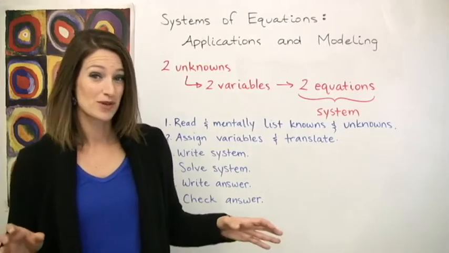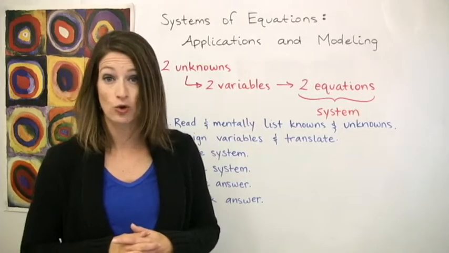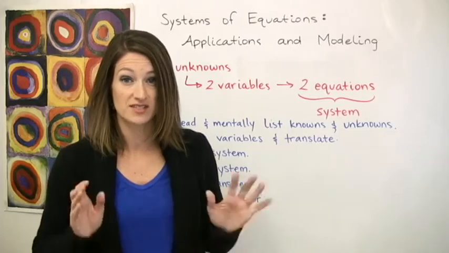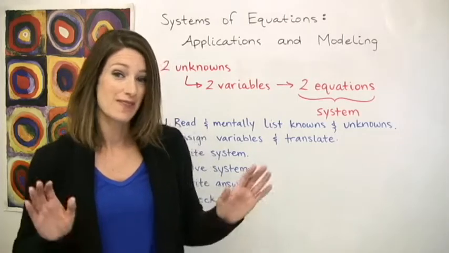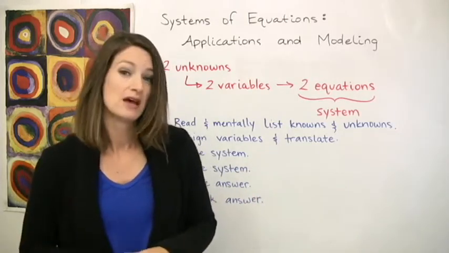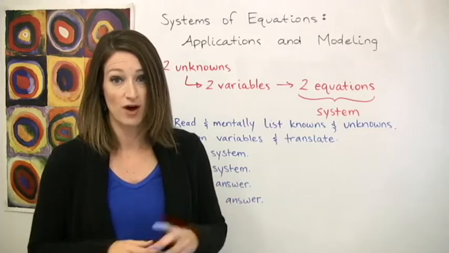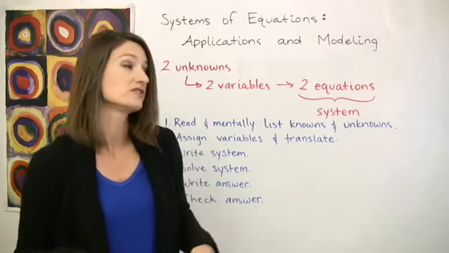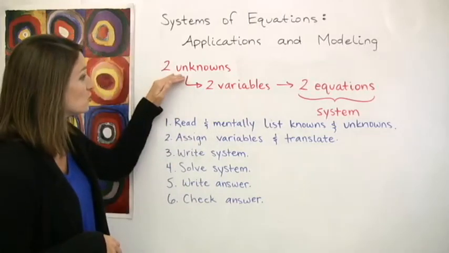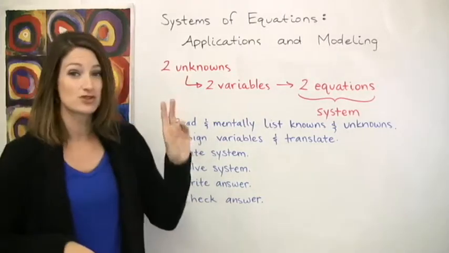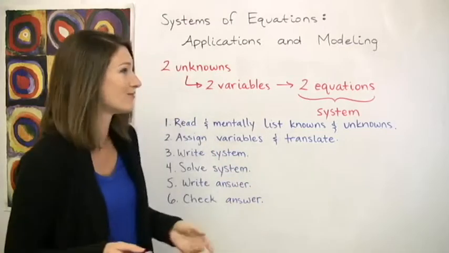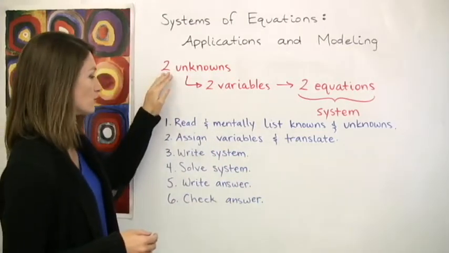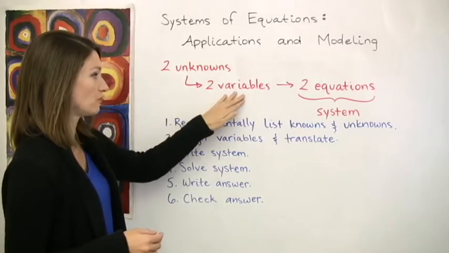In this section, you're going to be using the blueprint for problem solving in order to solve applications that involve systems of equations. Now, in the past, when we've used the blueprint, we've been dealing with problems that only involve one unknown. But when we work with the problems in this section, you'll see that the problems will have at least two unknowns. And when we have two unknowns, we need to assign a variable to each one. Therefore, two unknowns gives two variables.